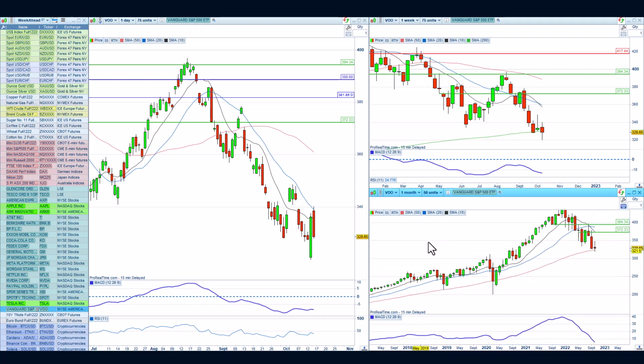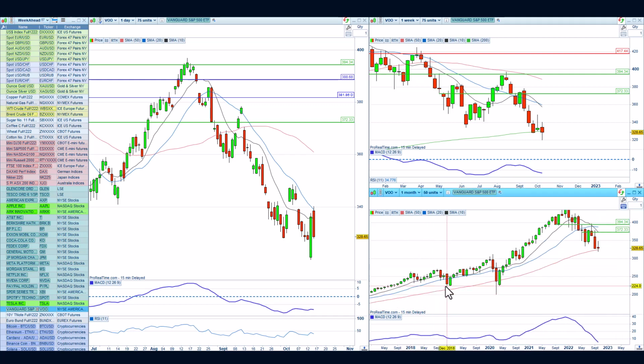The only thing I would say of interest to me, this is an observation, is in the past we tend to bounce off that 50-period moving average on the monthly. We tend to come back to that. Here we fell through that as a shock to the system, came back over it.